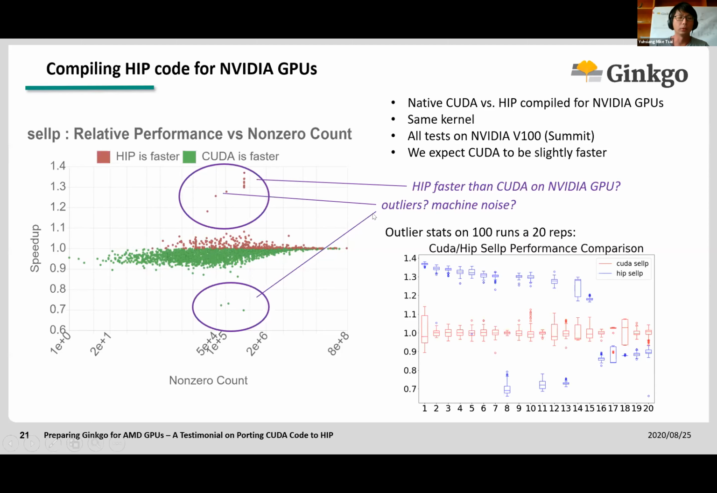And we also analyzed the outliers. In each one, it should be very close. So it should be more on the compile side, but not machine noise here. Yeah.